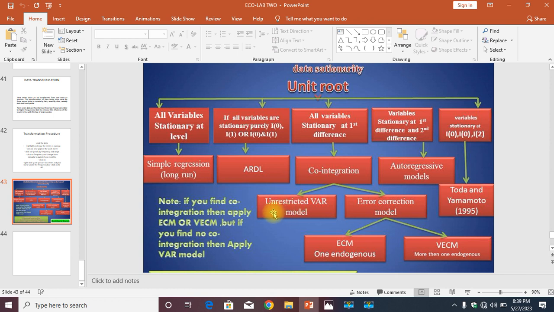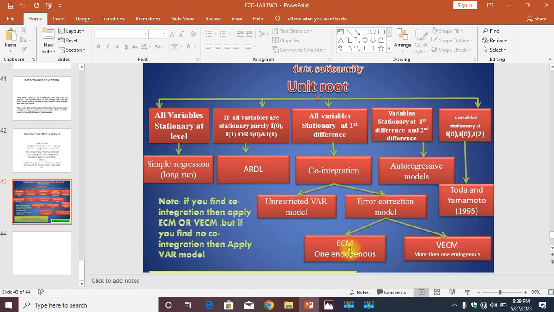So under the unrestricted VAR model, we are also going to make use of two instruments. We are going to make use of the variance decomposition functions and the impulse response functions to determine the shocks and innovations inherent in the system. Whereas in the error correction model, we are going to deal with the ECM and the VECM.